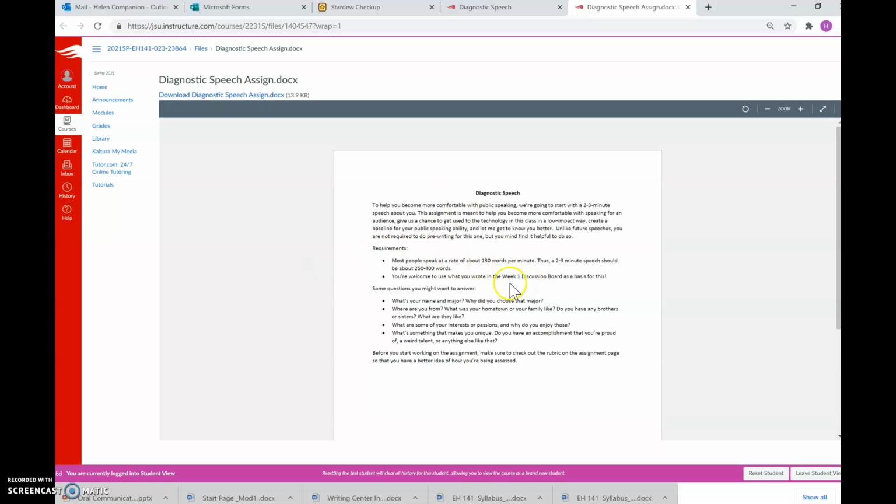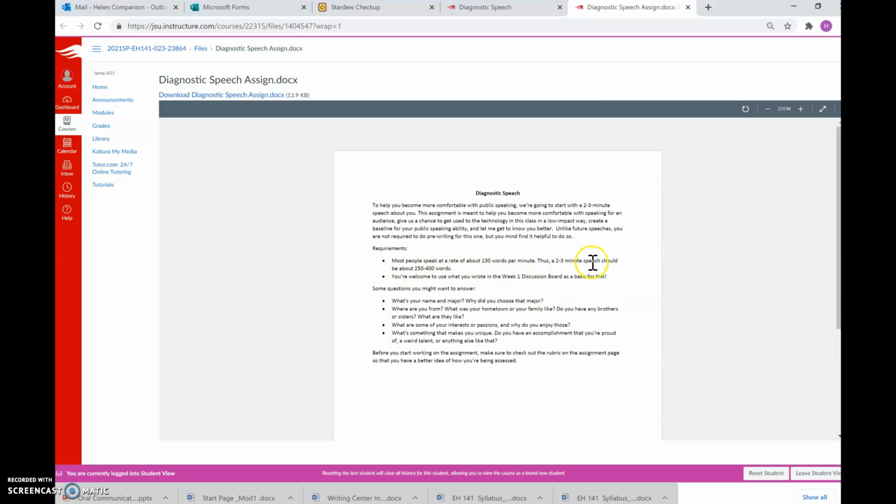So this one's only about 25 points to give us a baseline, help me see your starting point, and get us used to all the technology and all that kind of opening stuff. You are not required to do any pre-writing, but you might find it helpful to do so, and you are welcome to use the Getting to Know You discussion board, which has some similar questions, as a basis for this.